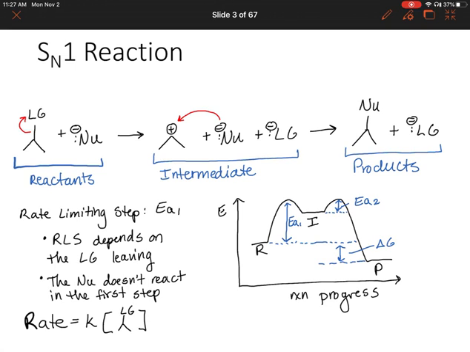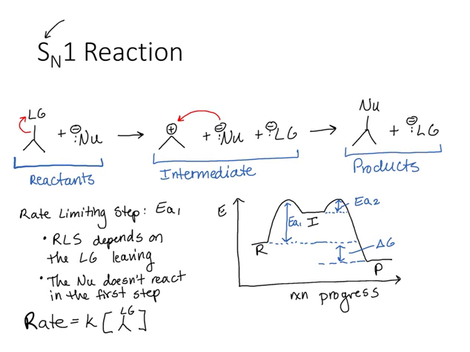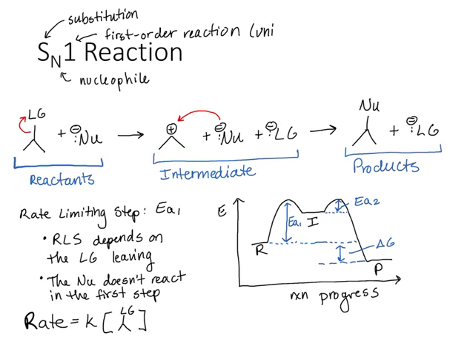Now this is where the name SN1 comes in. So the S stands for substitution. The N stands for nucleophile. And the 1 tells us that we have a first order reaction. And if we look at our rate law down below, that is a first order rate law. The other way you can think about this is it's a unimolecular reaction. So this reaction really only depends on one reactant, or the rate only depends on one reactant.